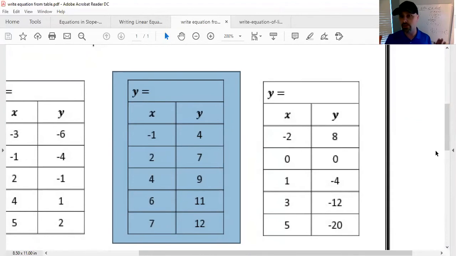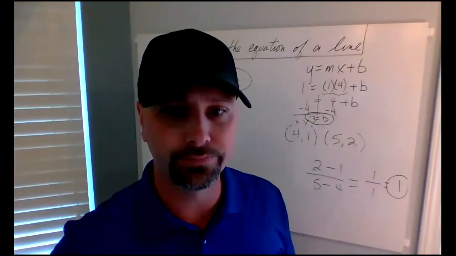But for right now, I want you to start with finding the slope and then come back to me, unpause it, and watch how I find the equation of the line. Okay, so go ahead and pause your screen, find the slope, and then if you want to try to find the b, go ahead, but usually it's going to take a couple examples before you get that. So, all right, go for it.